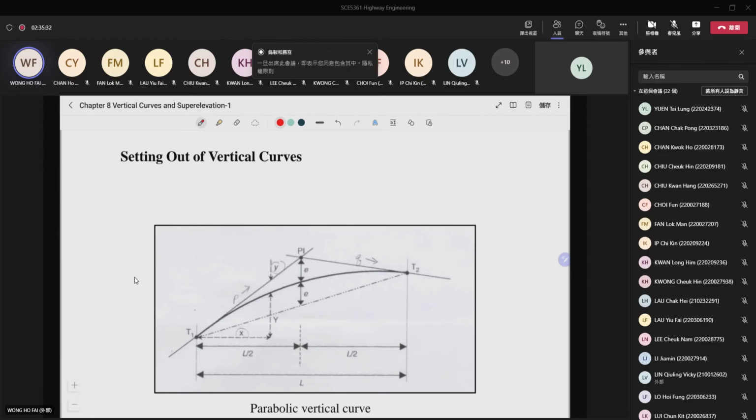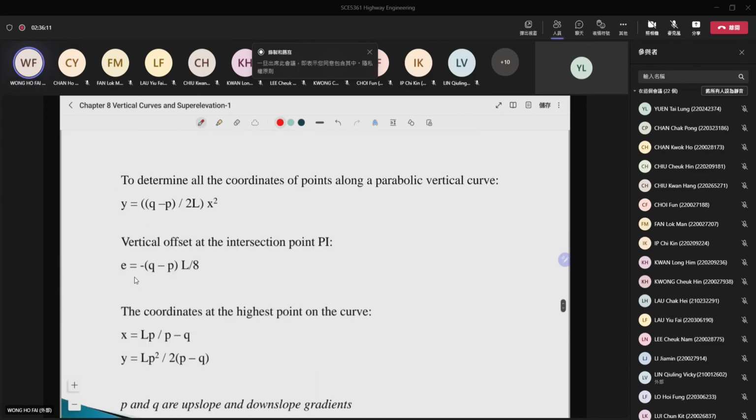And actually, you can also find out the setting out of the vertical curve. Say that you have your first point here at the T1, that means the gradient 1. Then T2 here is actually the gradient 2. And then if you treat the T1 here as the coordinate origin, you can always find the x coordinate and y coordinate of any point along the curve. So for here, you can derive the curve like that. You can determine all the coordinates of the points along a parabolic vertical curve like this.